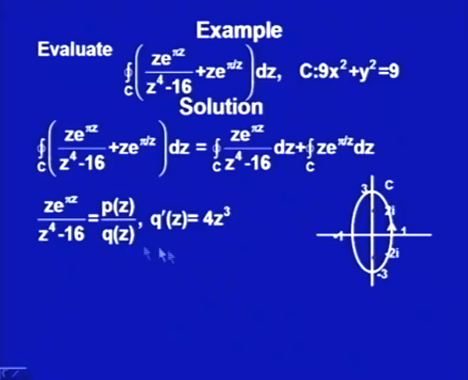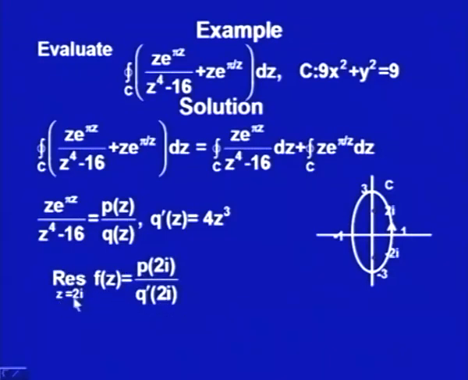Now, moreover, we see is that all these points are actually simple poles. So, a function is of the form p z upon q z. So, we would use the formula for calculation of residue at any isolated singularity z naught as p z naught upon q dash z naught. So, q z here is z to the power 4 minus 16. So, q dash z would be 4 z cube.